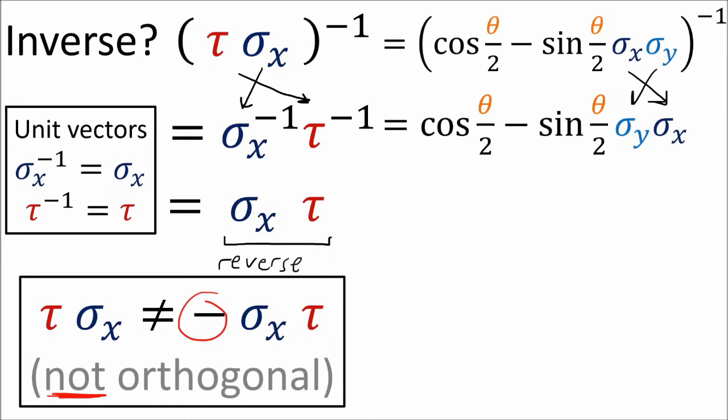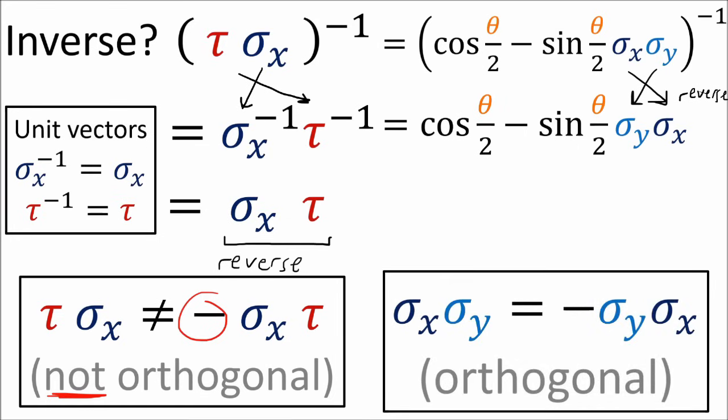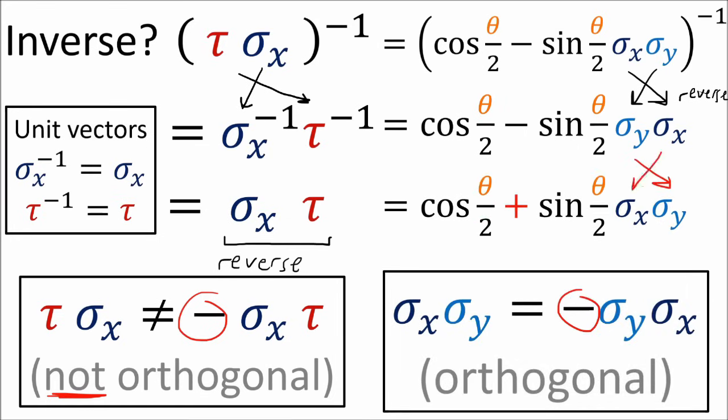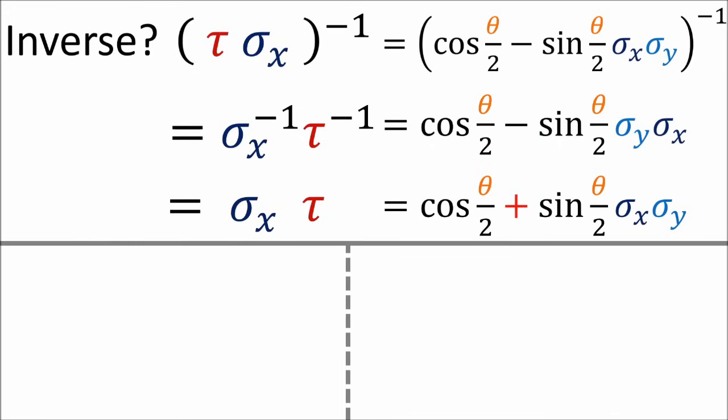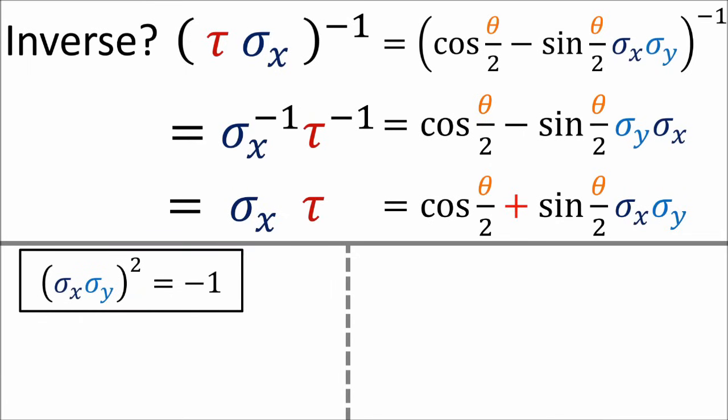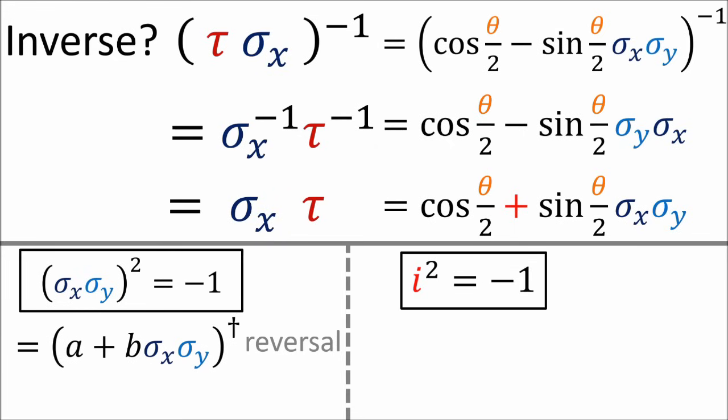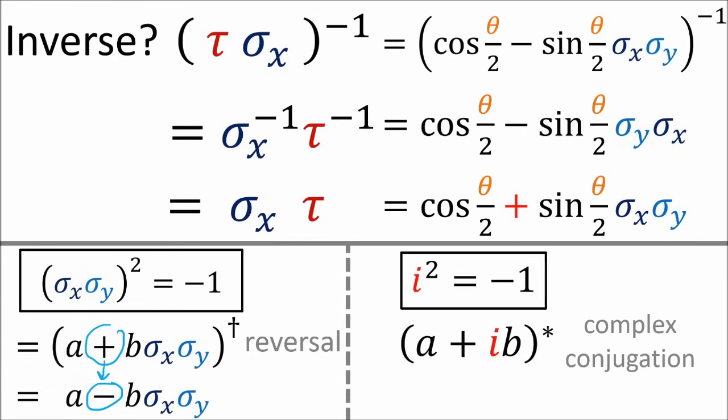We get the inverse just by swapping the order of the sigmas. Since sigma x and sigma y are orthogonal, we can swap them in exchange for a negative sign if we want. Sigma x times sigma y also squares to negative 1. So it's similar to the complex I, and the reversal operation is a bit like taking the complex conjugate.